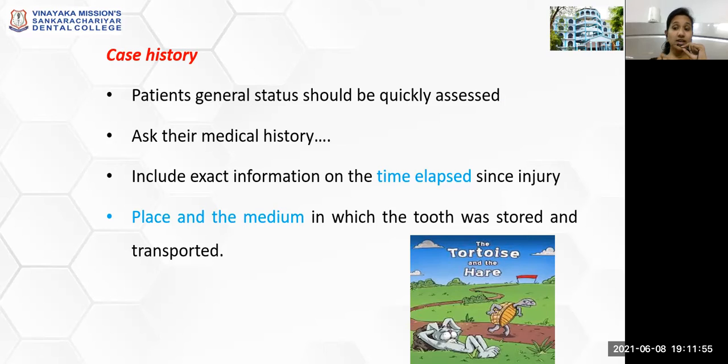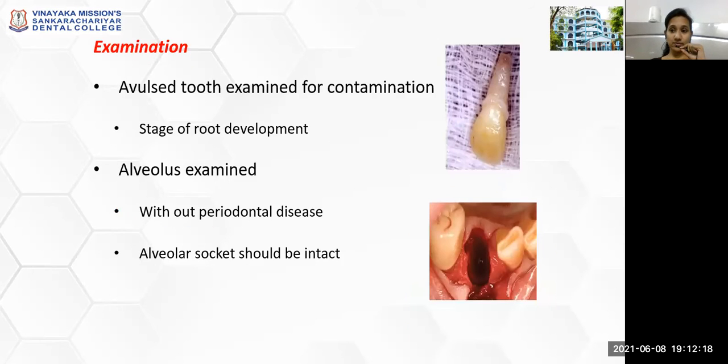Also make sure that you enter the place at which the trauma has taken place, and note down the medium in which they brought the tooth, whether it's wet, in milk or any other medium, or they have brought it in a paper, or they have brought it dry. Please note it down. Once you have taken your history, you will proceed with your clinical examination. Now examine the tooth which they have brought. Look for the stage of root development, which is very important. Check for the cleanliness of the tooth. If there is any visible dirt attached to the root portion, cleanse it properly by showing the tooth in running water.